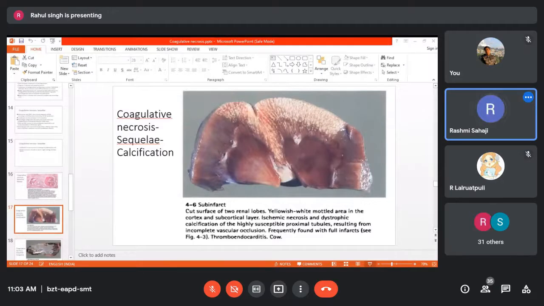Now this is kidney showing calcification. Necrosis can also get calcified. This whitish part is the calcified part of the kidney.